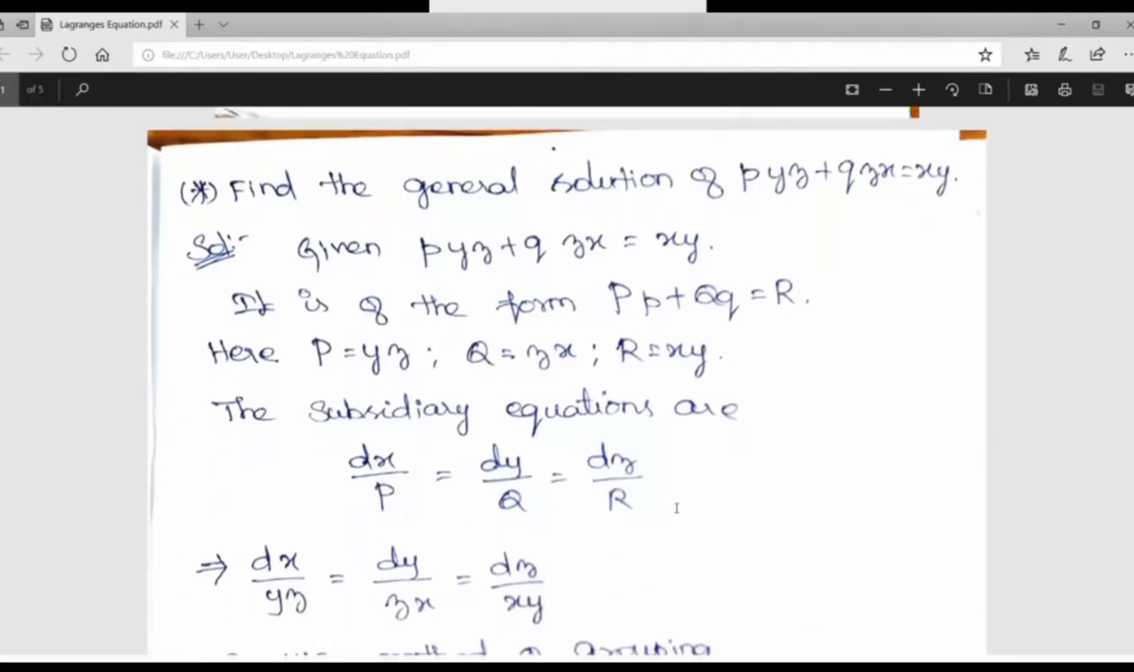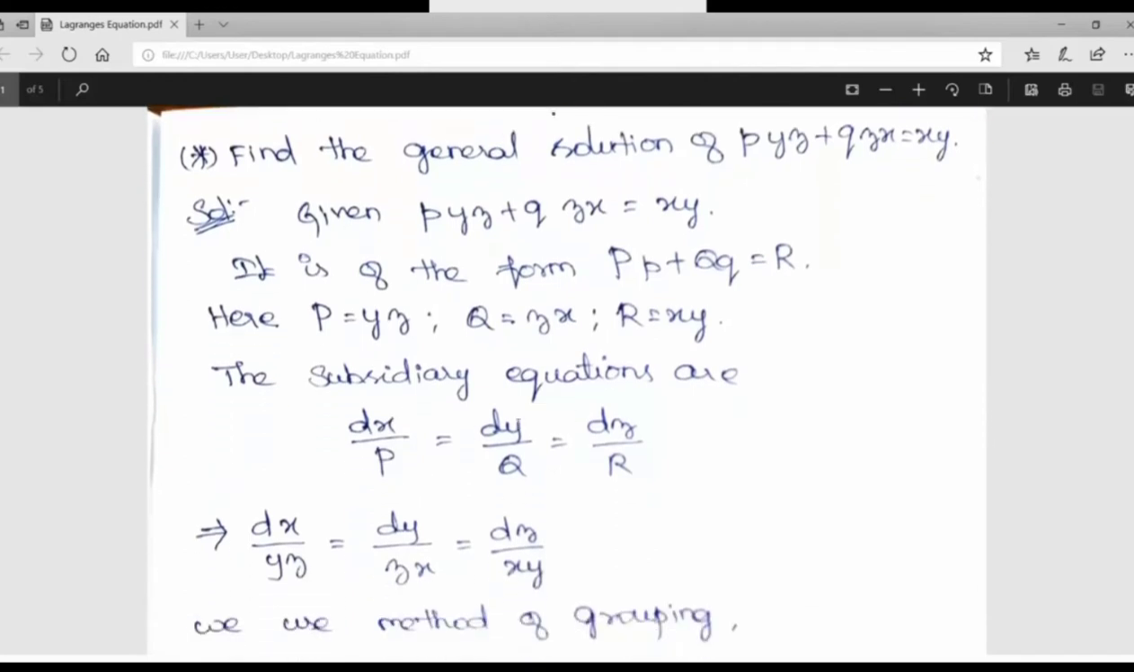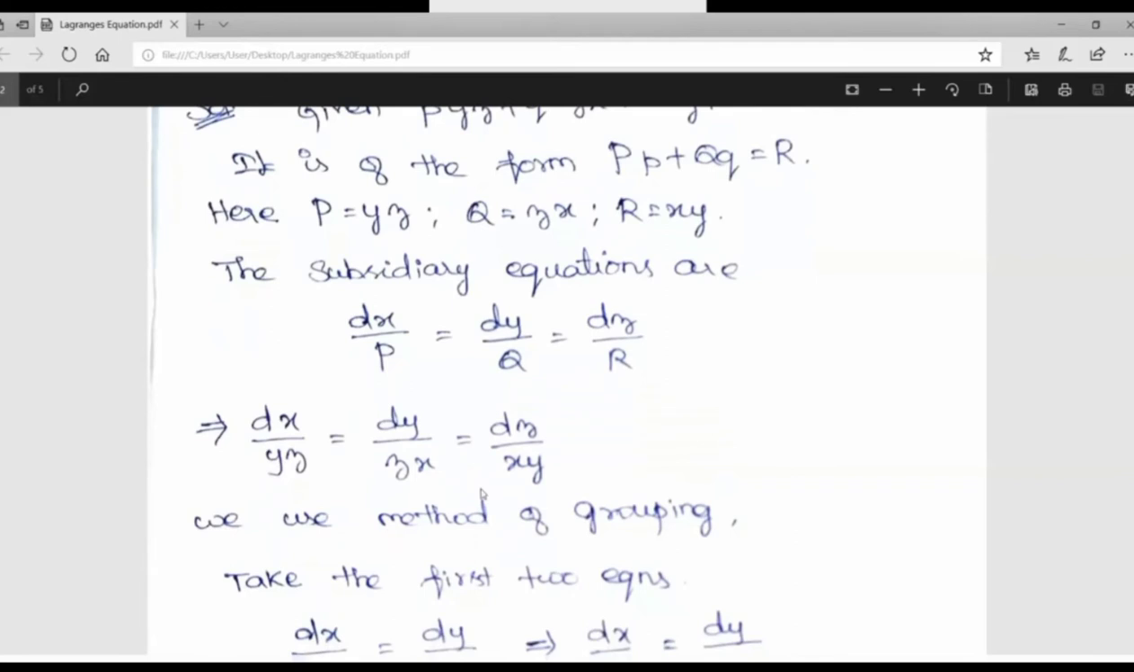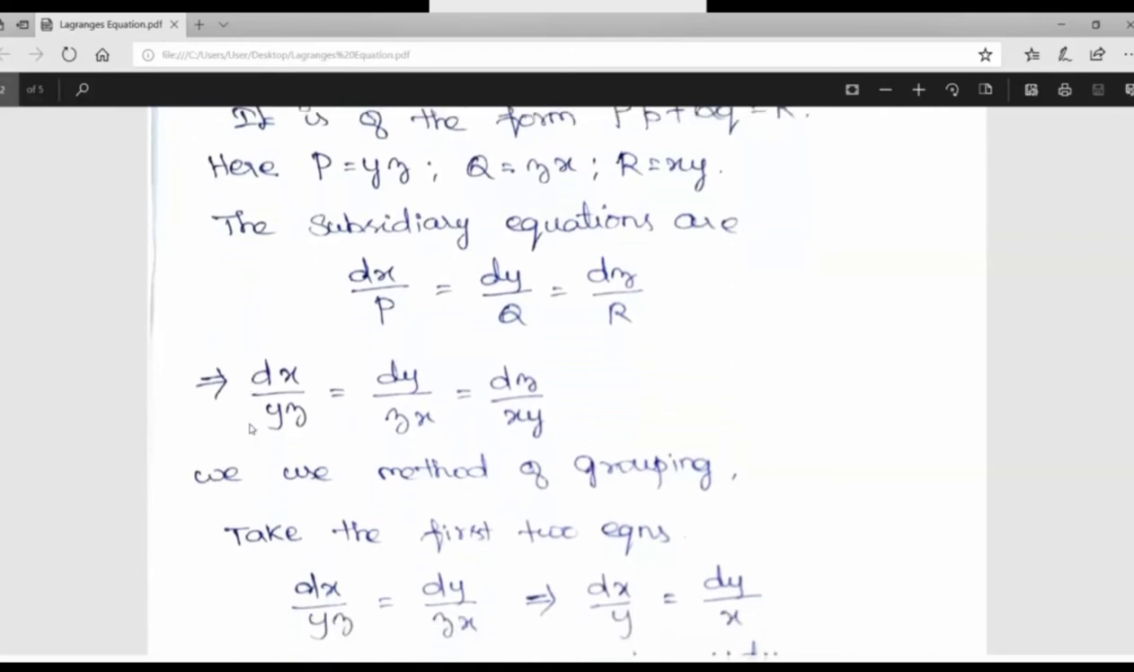And the subsidiary equations are dx by capital P, dy by capital Q, dz divided by capital R. This is the subsidiary equation, or an auxiliary equation. We have to substitute capital P, Q, R here. We will get dx by yz, dy by zx and dz by xy. And we can use grouping. Grouping means we have three terms here, and any two of them we can group: either first and second, second and third, or first and third. Anything we can group and get a solution. That is, we can get two solutions here.